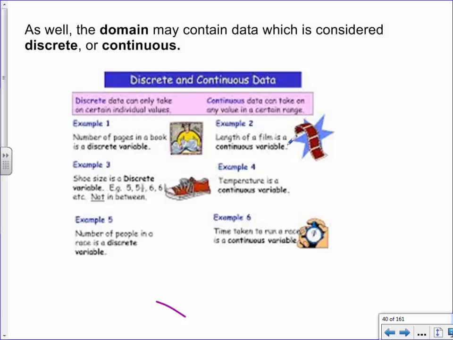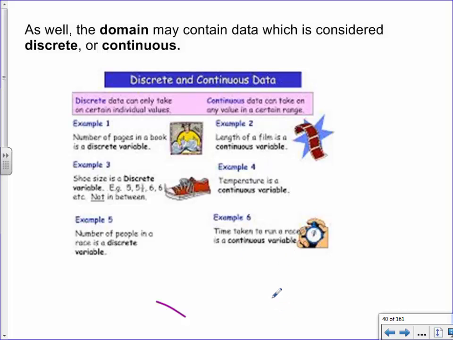Whereas continuous is a type of data where any number is valid. So the length of a film is continuous. Could you have a film that is 1 hour and 3 minutes? Sure. 1 hour and 4 minutes? Sure. 1 hour and 3 minutes and 19 seconds? Sure. 1 hour, 3 minutes, 19 seconds and 47 milliseconds? Yeah, that's valid. You get the point I'm trying to make here? So that's the difference between data.